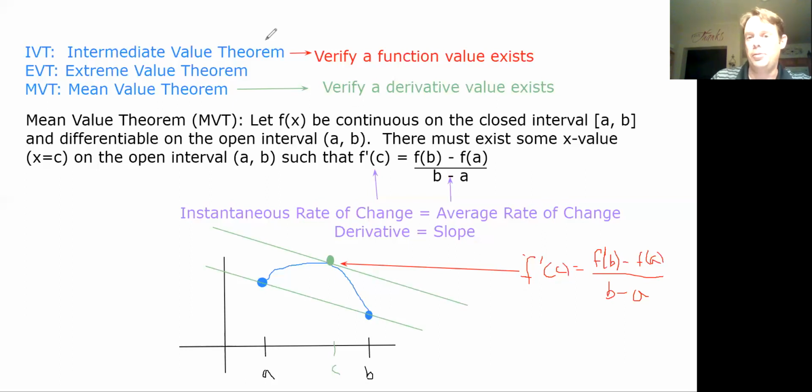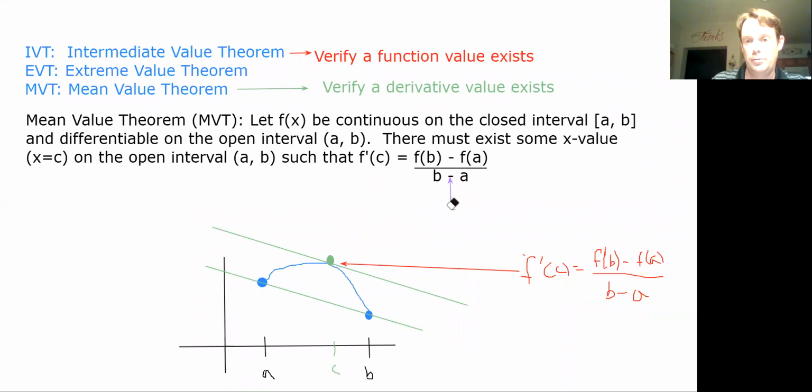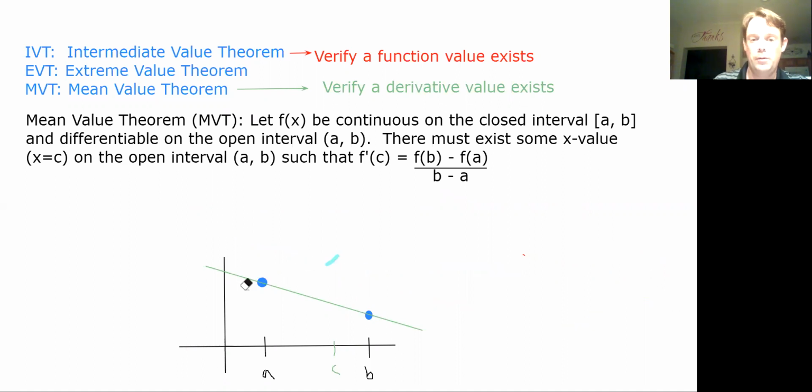So let's try a couple of these and see if we can bring this whole thing together. Intermediate value theorem verifies that a function exists. Mean value theorem, and we're going to call it MVT, verifies that a derivative exists. I don't want to get rid of that quite yet because we'll use that to model our statement off of.